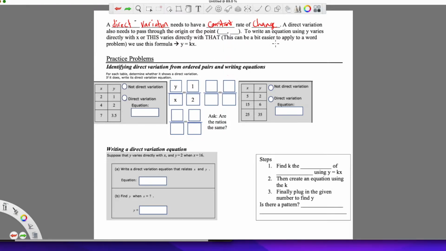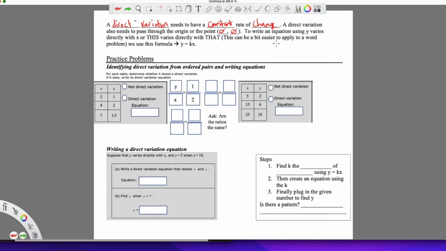A direct variation also needs to pass through the origin, or point 0, 0. So that's another big requirement for a direct variation. We're not going to be off center at all when we're talking about the coordinate grid here. We're going to go right through the center, and it's going to go kind of right straight through there. It can also go down. It can be negative, but it needs to go through that center point.